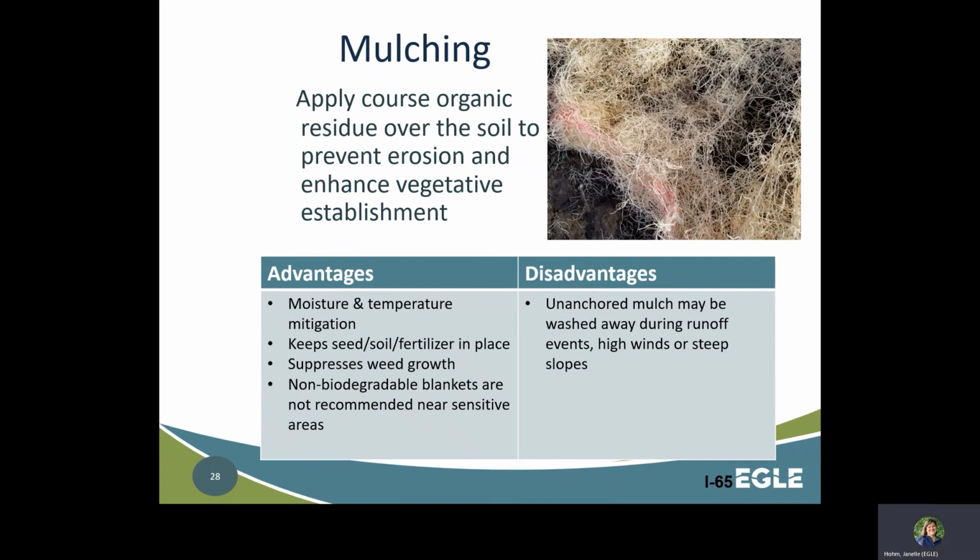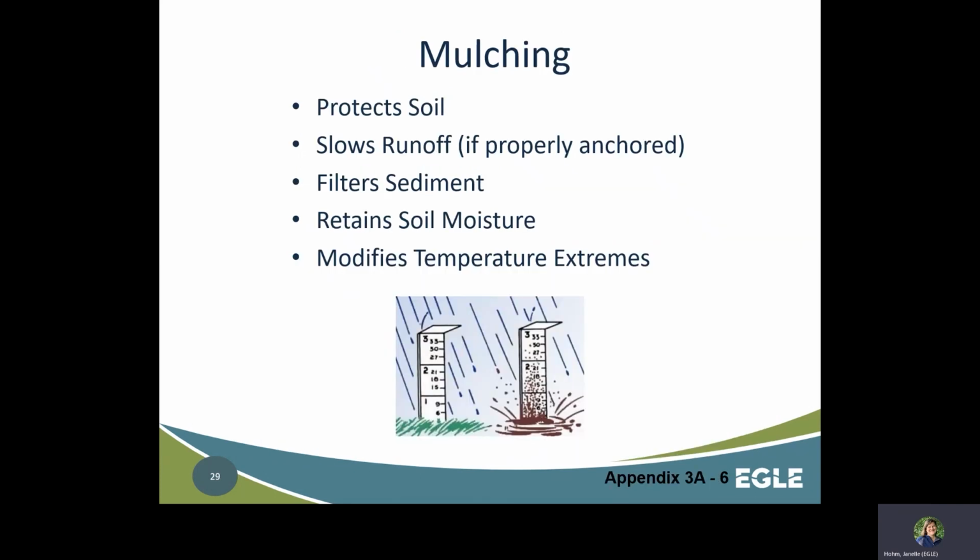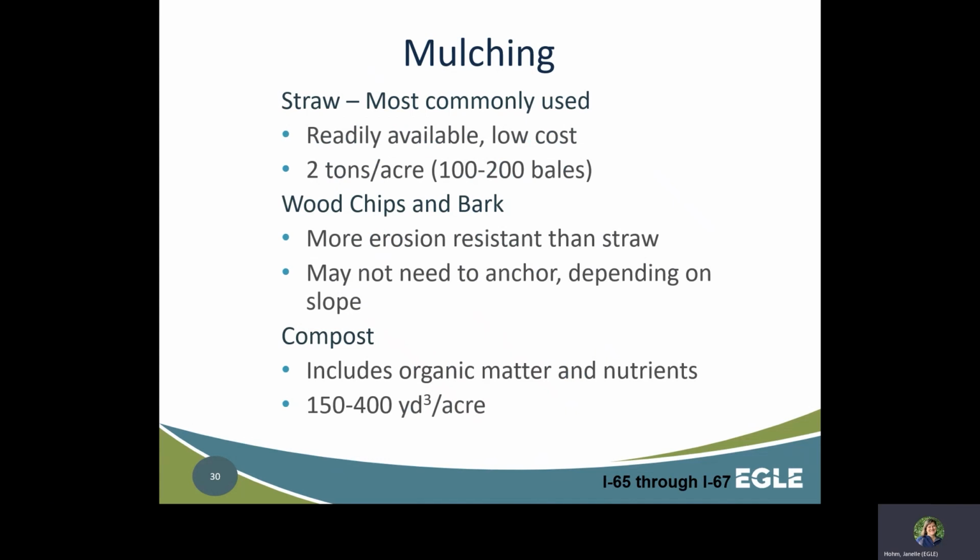One disadvantage of unanchored mulch is that it may wash away during large runoff events or high winds and in areas with steep slopes. Much like grass, mulch will cushion each raindrop as it hits the surface of the ground. This helps minimize detachment of soil particles, which helps prevent erosion. Three options for mulch material are listed on this slide.